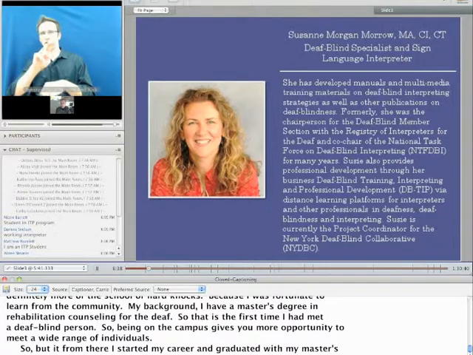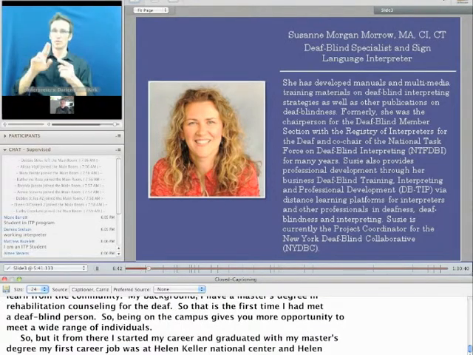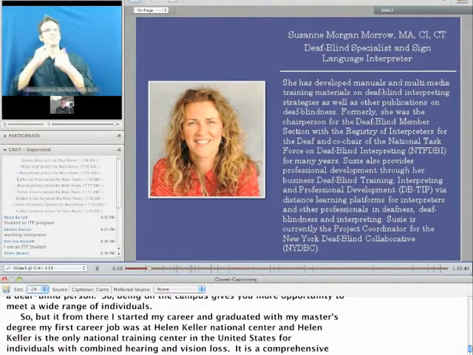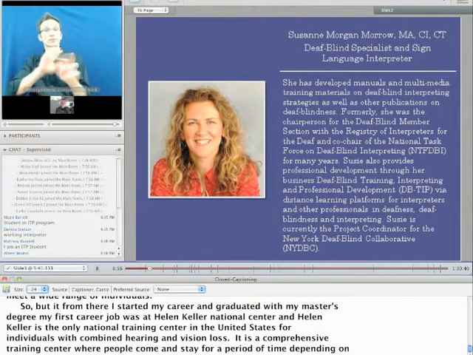And Helen Keller is the only national training center in the United States for individuals with combined hearing and vision loss. So it's a comprehensive training center where people come and stay for a period of time, depending on what the need is, for communication training, vocational training, independent living skills, etc.